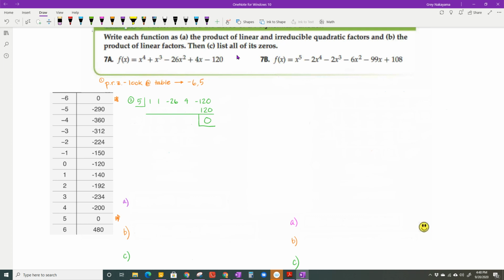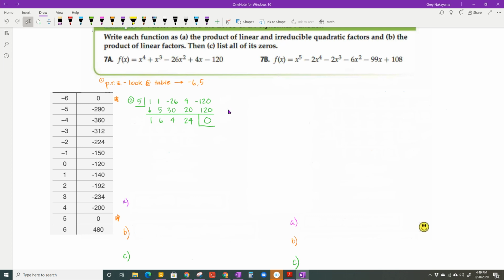So now I'm going to go back and start, carry down my 1. 1 times 5, 1 plus 5, 5 times 6, -26 and 30, 5 times 4, 4 plus 20, and 5 times 24 is 120. So we're good, didn't make any mistakes.